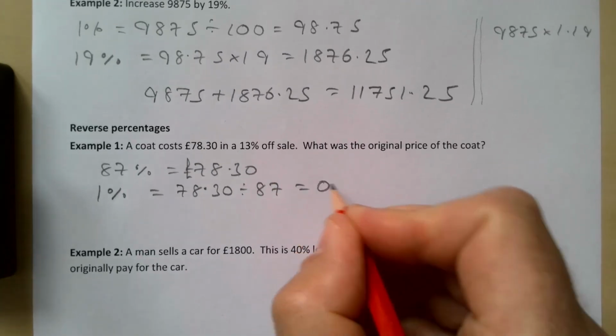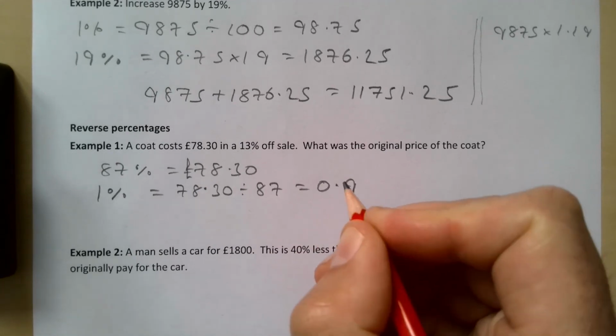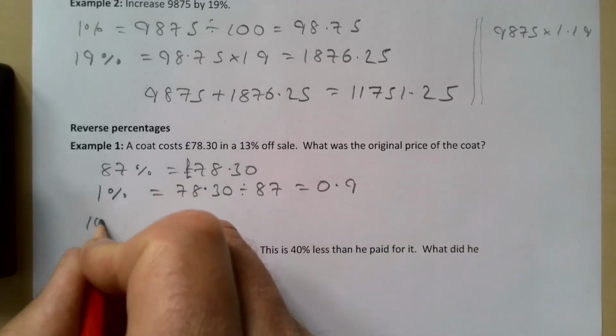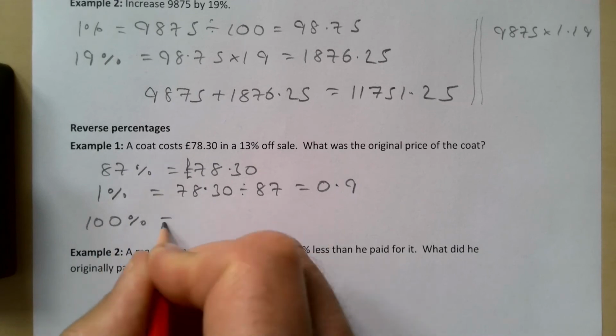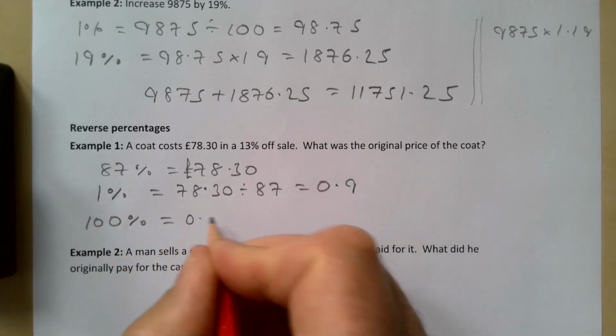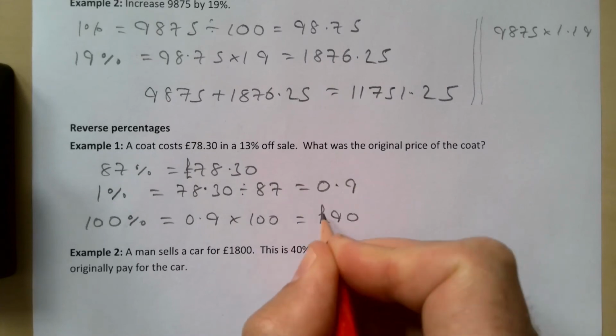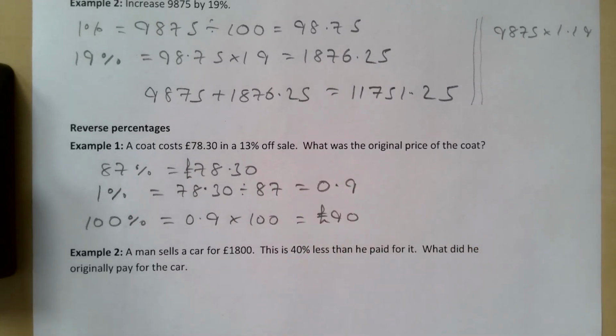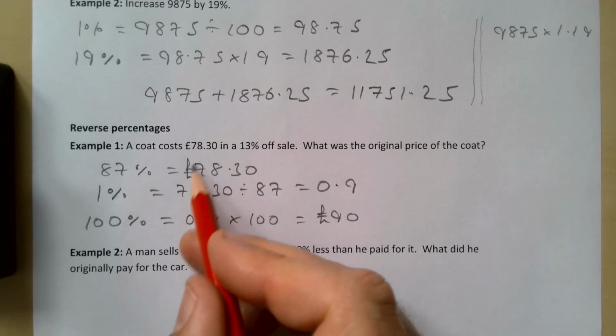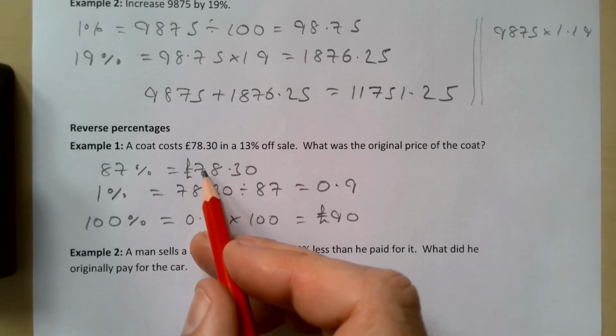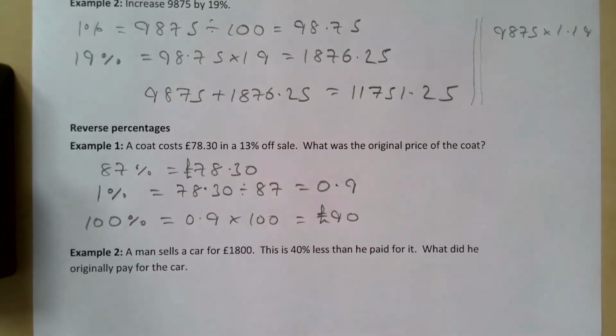I end up with 0.9. Quite a nice number for us then. And then 100% is 0.9 times 100. So the coat must originally have cost £90. If you find 13% of this and take it out and add it on, it doesn't work. It's not going to give you the same answer. It's really a different question.